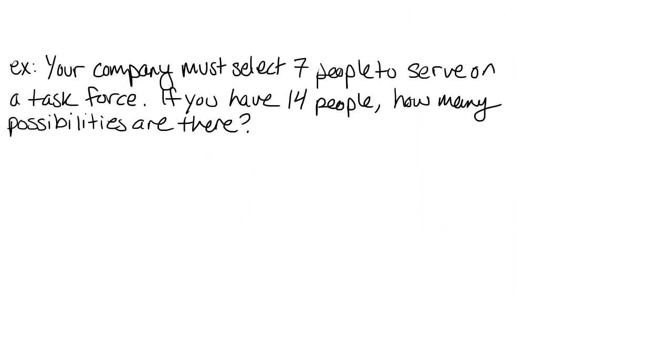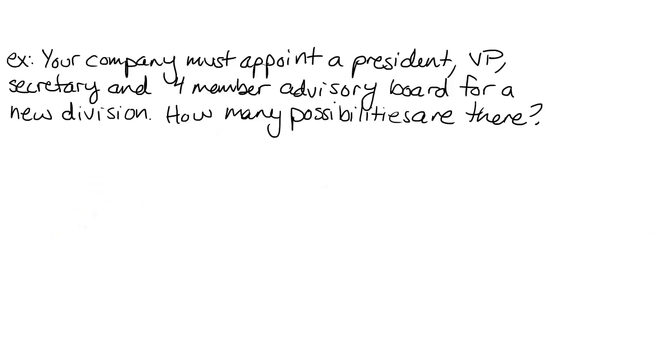Here's another example. Your company has to select 7 people to serve on a task force. If you have 14 people, how many possibilities are there? So again, we have a total of 14 people, and we're selecting a group of 7. So this is going to be either a combination or a permutation. And we want to know, well, does the order matter or not? When we select people for a task force, does it matter who we pick first, second, third, fourth, fifth? In this case, no. This is just a group of people. So again, we would do a combination here, and then we could just compute this on the calculator or using the formula.